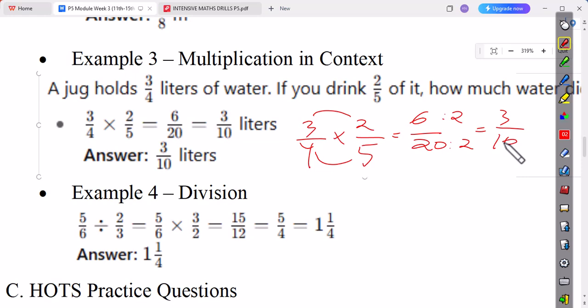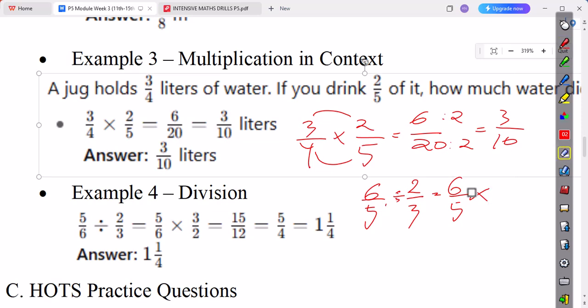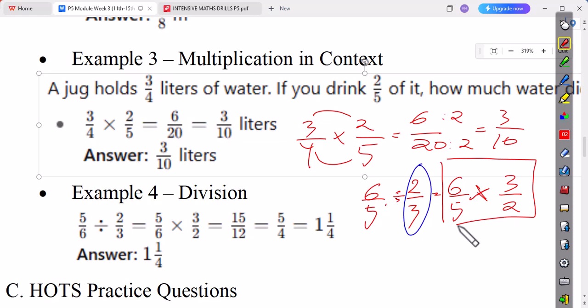While to divide the fraction, we need to change the position of the fraction first. So for example, we have 6 out of 5 divided by 2 out of 3. So here, 6 out of 5. We change this operation to multiplication, with the rule that we have to change the position of this fraction. We make it as 3 out of 2. So the denominator becomes numerator and numerator becomes denominator. After that, we have the form of multiplication, fraction multiply the fraction.